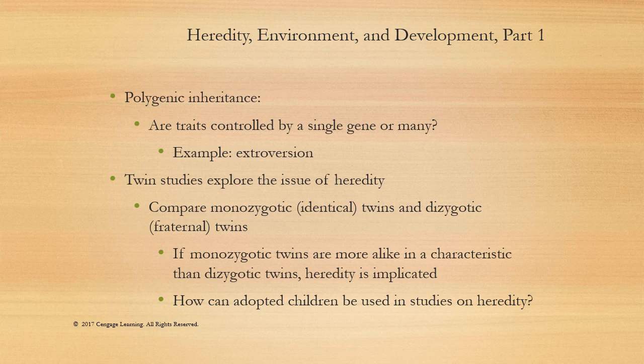So what they found, if monozygotic twins, so those are the identical twins, are more alike in characteristics than dizygotic twins, heredity is implicated. So that means that genes are causing it. But if not, then that means something else might be causing it. And then they looked at adopted children, who can be used in studies on heredity. So they asked the question, is it nature versus nurture? Remember what we learned from last chapter. Is it your genes that determine what you are, or does nurture play a factor in it?